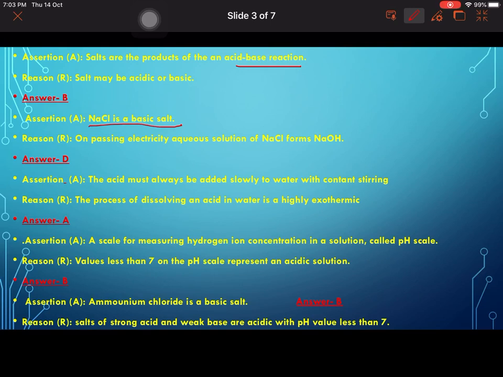Ammonium chloride is a basic salt, and salts of strong acid and weak base are acidic with pH less than 7. So here also both are correct, but the reason is not correct, so answer B will be there.